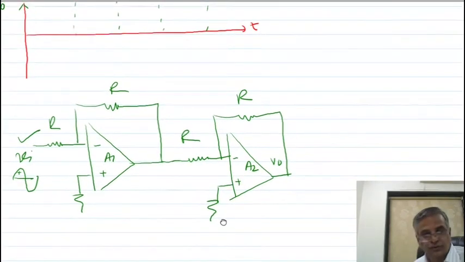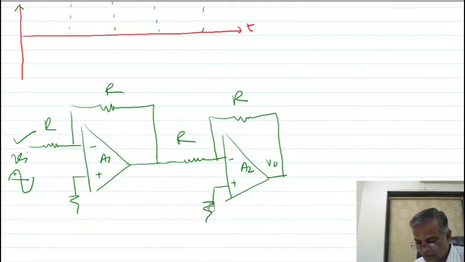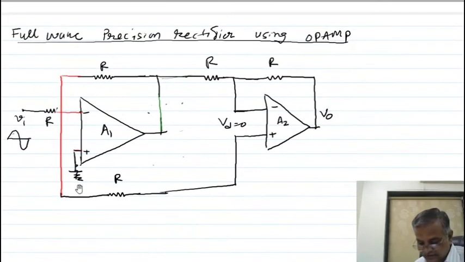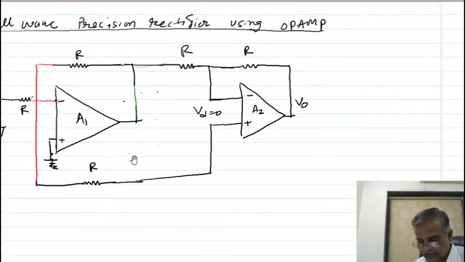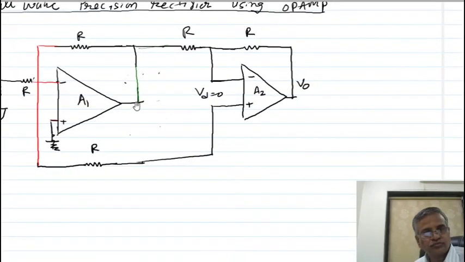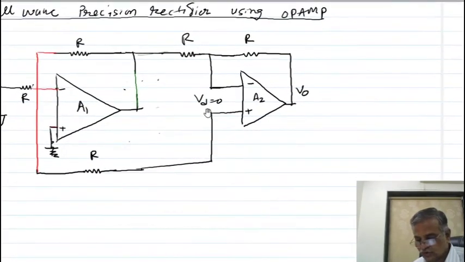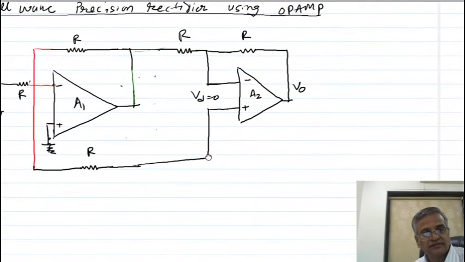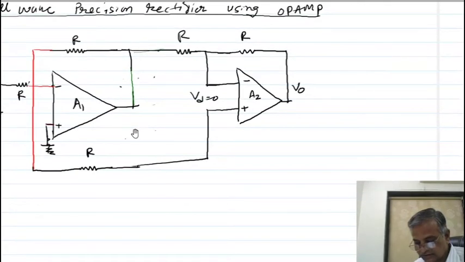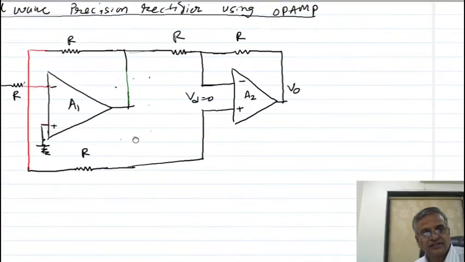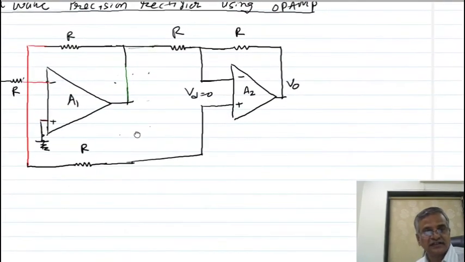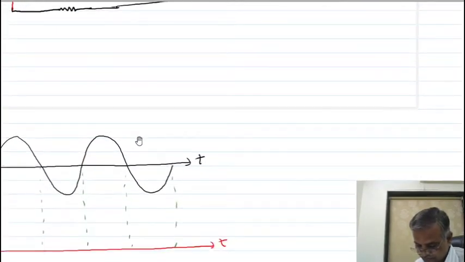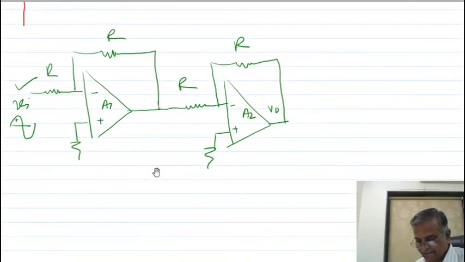Sir, you have shown ground here. What is the reason? This is already ground. Sir, why have you shown ground? The reason is that this does not conduct, because the voltage here is 0. This does not conduct down, so I have shown this terminal as grounded. Because the diode connected here is not conducting, I have shown it as ground.